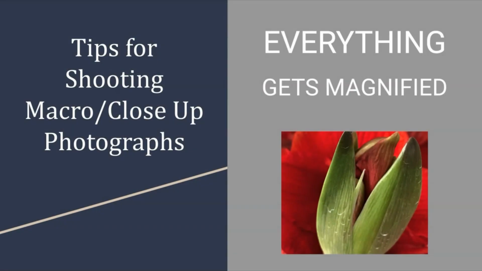Remember that everything gets magnified. When you're shooting macro, everything shows up. Dust, water spots, pet hair, fingerprints, you name it. Stuff that you can't even see with the naked eye suddenly becomes rather annoyingly ultra-visible in very close-up, highly magnified photos.